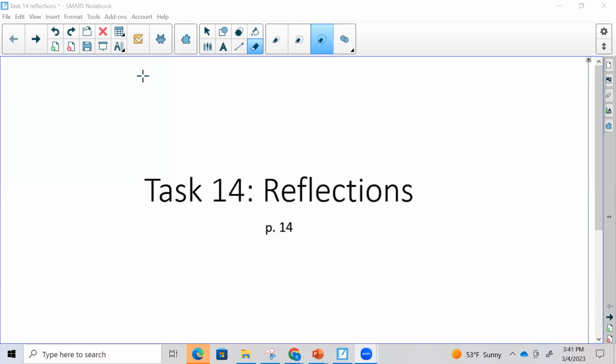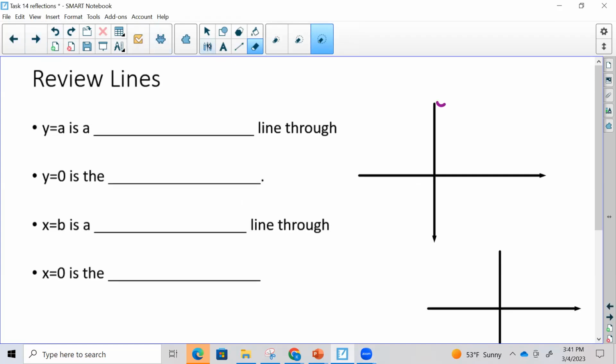So in this video, we're going to start looking at task 14 on page 2 of your Unit 2 packet. Before we get into reflection, we're going to review a few things about lines. So on a coordinate graph, we have our X and Y axis. So remember, this is my X axis. This is my Y axis.